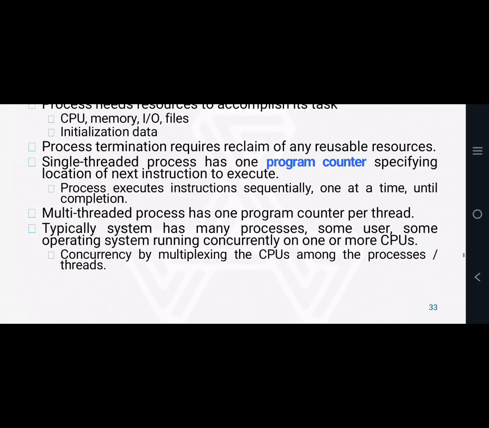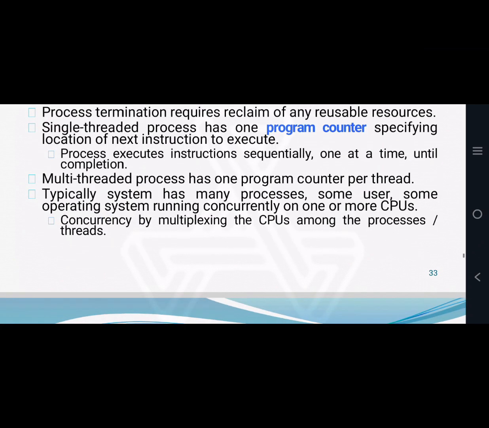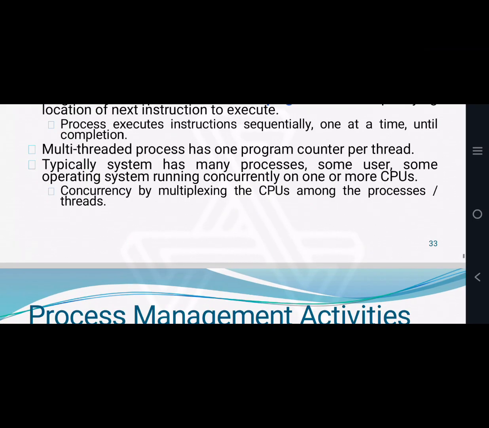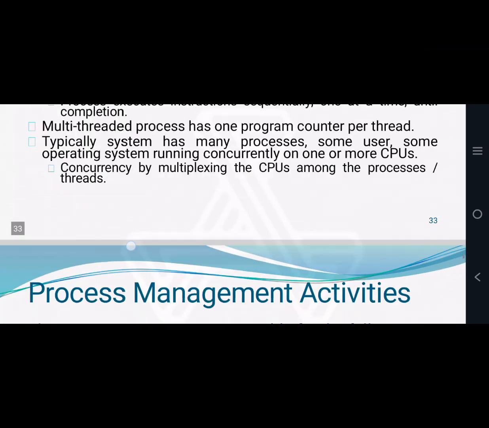A single-threaded process has one program counter specifying the location of the next instruction to execute. The process executes instructions sequentially, one at a time, until completion. A multi-threaded process has one program counter per thread. Typically, a system has many processes, some user, some operating system, running concurrently on one or more CPUs. Concurrency is achieved by multiplexing the CPUs among the processes and threads.